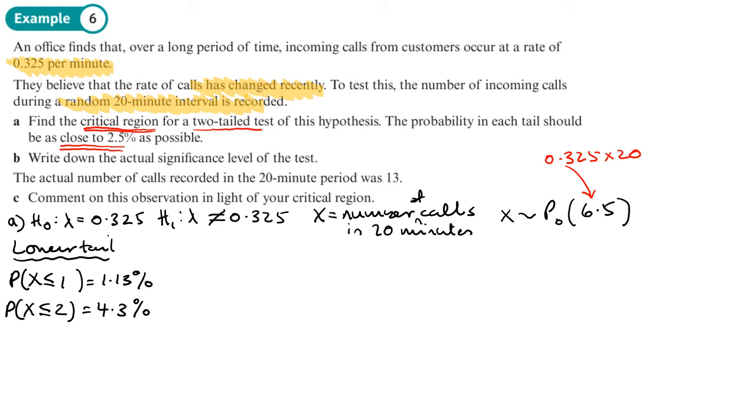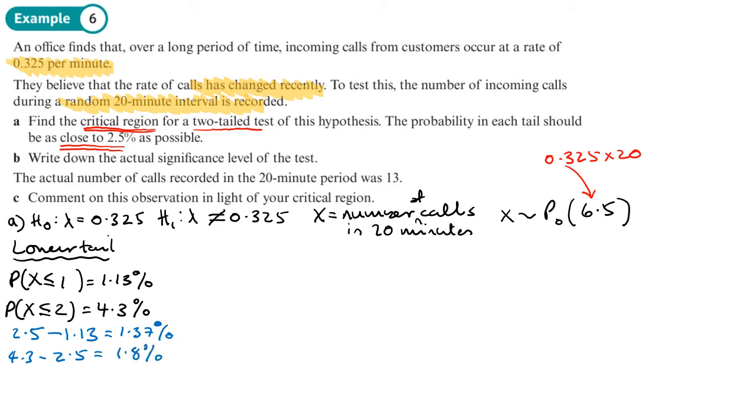Now, if it was just a critical region, not as close as possible to 2.5%, we would choose x is less than or equal to 1 because it's less than 2.5%. But here we need to find a value that's closest to 2.5%. So I'm going to do 2.5% minus 1.13%, and 4.3% minus 2.5, and work out what they are. So 2.5 minus 1.13 is 1.37%, that's the difference between those two. And 4.3 minus 2.5 is 1.8%.